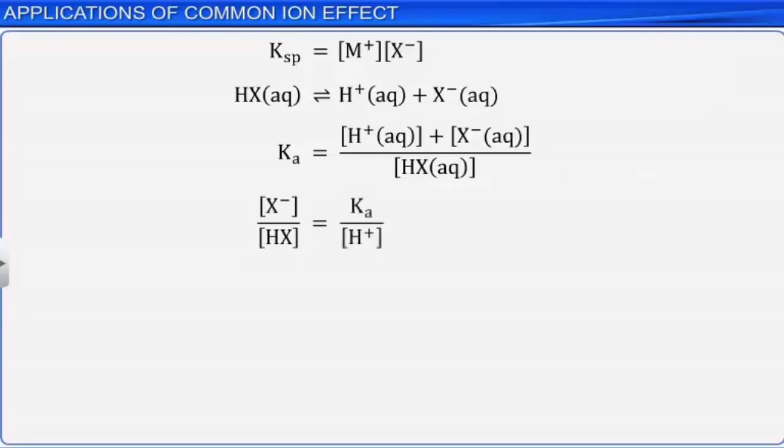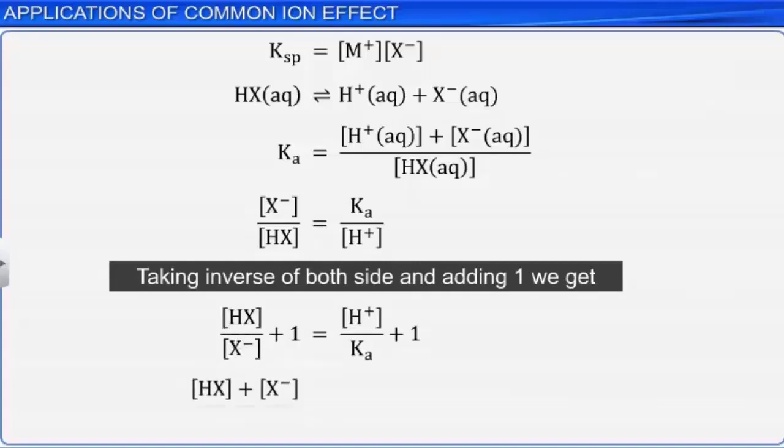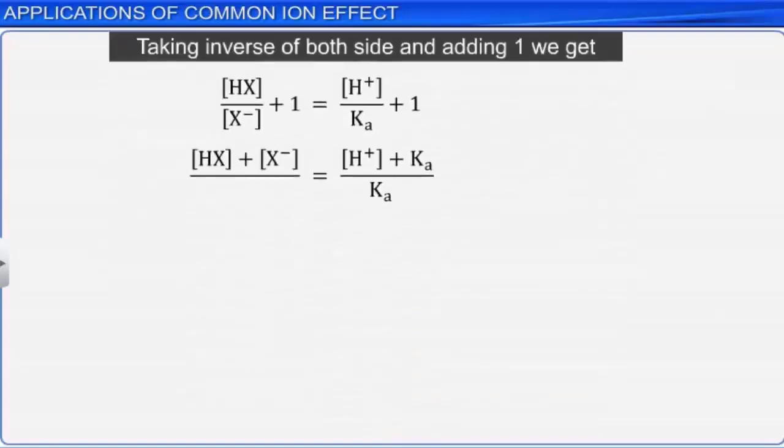Taking inverse of both the sides and adding 1, we get [HX]/[X⁻] plus 1 is equal to [H⁺]/Ka plus 1. This can be written as ([HX] plus [X⁻])/[X⁻] is equal to ([H⁺] plus Ka)/Ka. Now, on taking inverse, we get [X⁻]/([X⁻] plus [HX]) is equal to Ka divided by (Ka plus [H⁺]), which is equal to F.